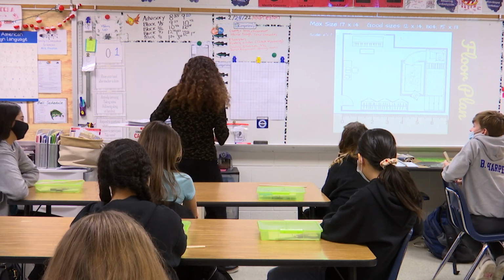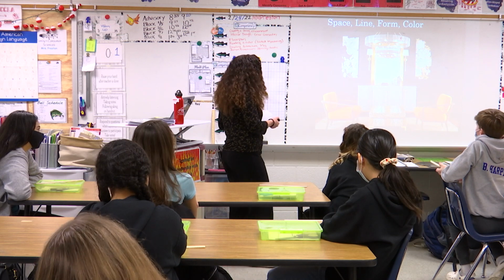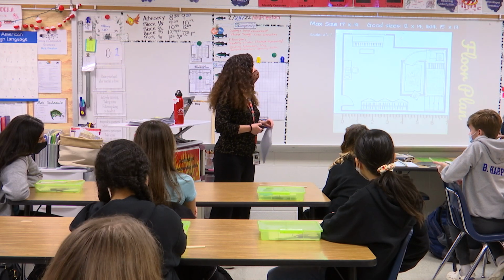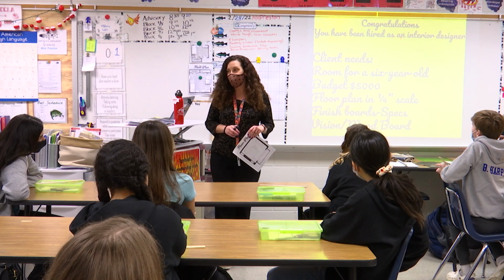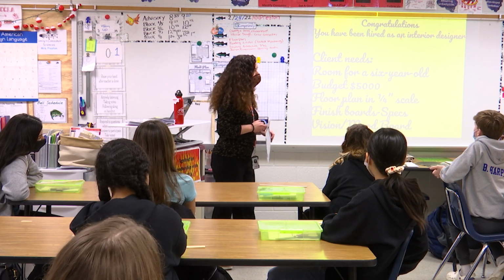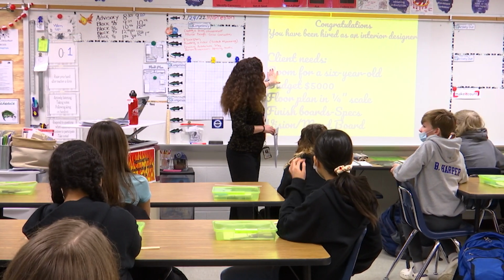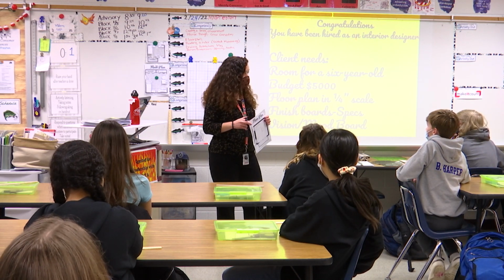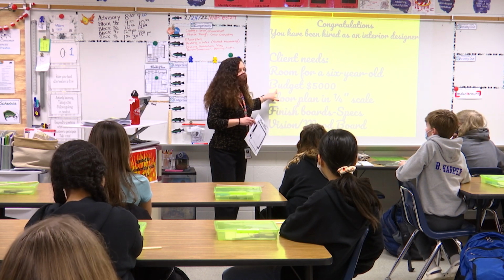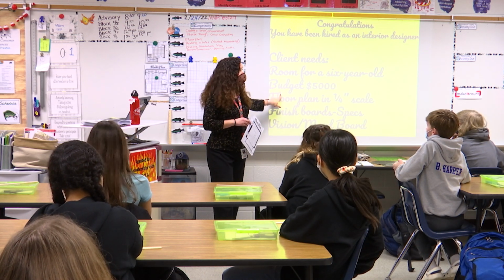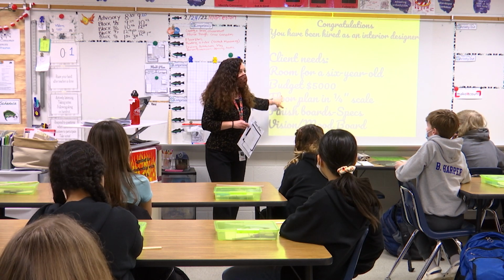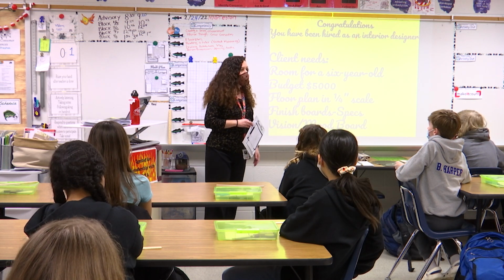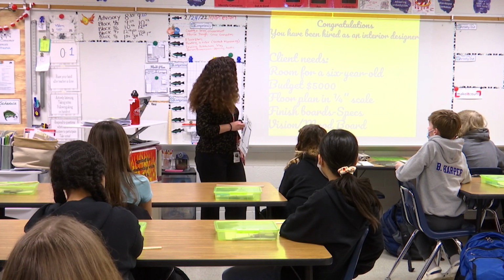So, ladies and gentlemen, we've looked at space, line, form, color. We've looked at balance, unity, harmony. We've done floor plans. Congratulations, you get your first job. Are you ready? Now, your client needs a room for a 6-year-old child. They can only spend $5,000. Sounds like a lot, but the average American between an infant to a 10-year-old spends roughly $5,000 on redecorating rooms. So that is their budget.